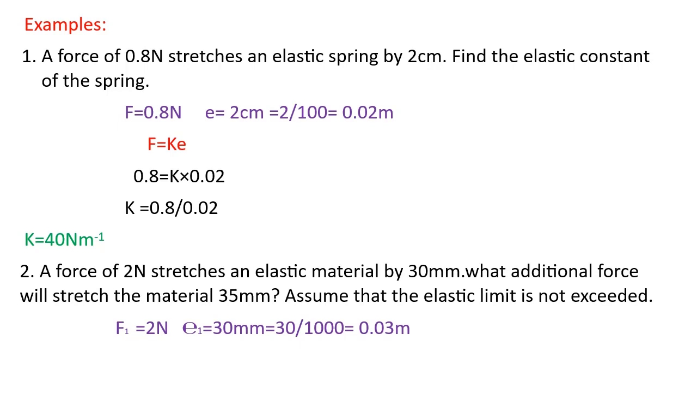Therefore, using Hooke's law, F equals KE, we have 0.8 is equal to K times 0.02. That's the stiffness times 0.02. Therefore, making stiffness the subject of the formula, we have K equals 0.8 divided by 0.02. Therefore, our stiffness, which is K, is equal to 40 Newton per meter. Example 2.